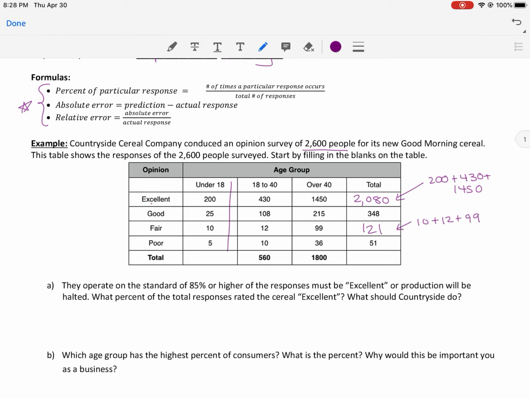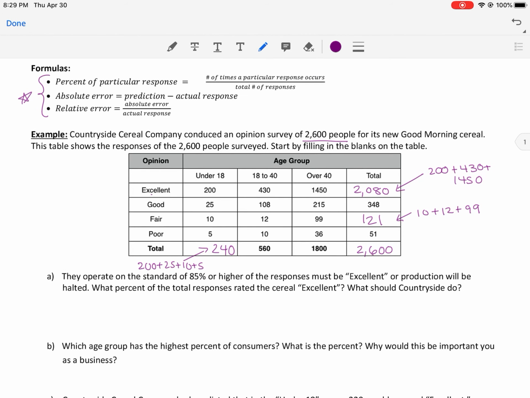If we look down, we have under 18, 18 to 40, and over 40. These are the columns of the age groups. In this total box, we're going to add everything in that column, so we get a total of 240. This overall total is going to be 2,600, the amount of people we asked. You could get that by adding either the row or the column totals together.